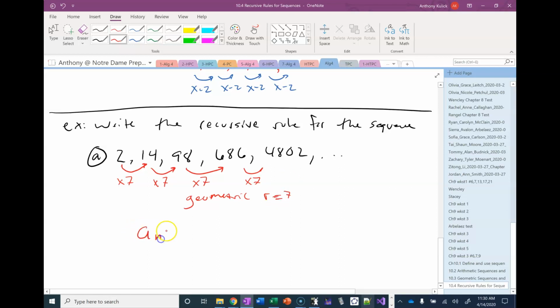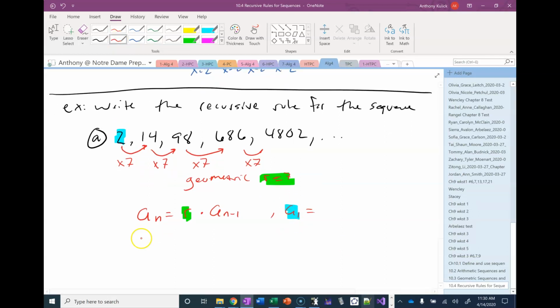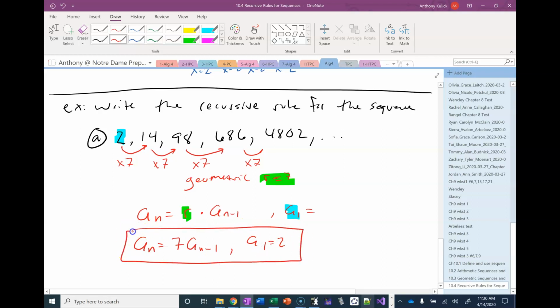So I'm going to take my recursive form for a geometric sequence. I need my recursion and then my initialization, so what we're starting with and how we're building. In this case, we know r, and we know a sub 1. So we have everything we need. And it's that easy.